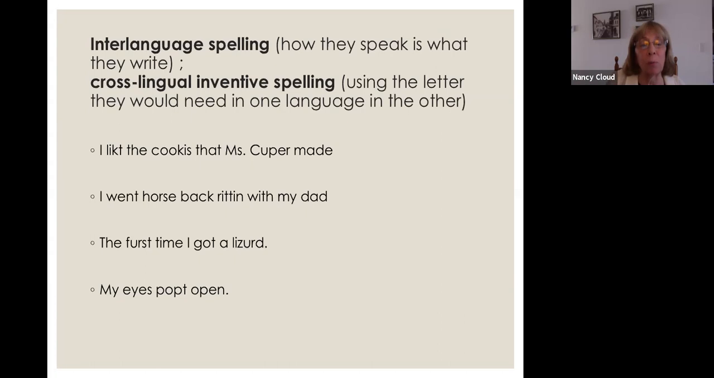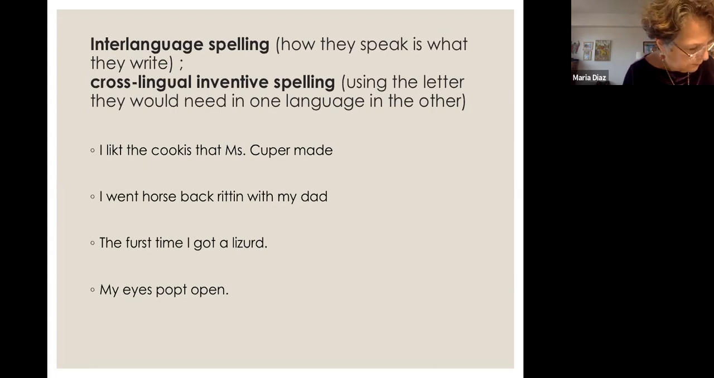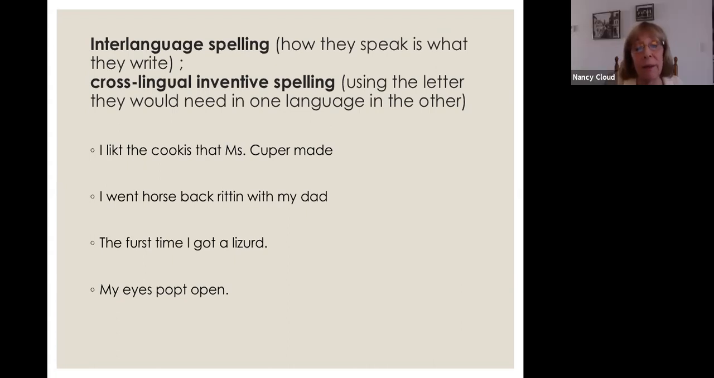So when you see "I liked," that one is cross-modal. I don't have the word cross-modal up there, but the way they speak the word liked is the way they write it. But then cookies, the I is cross-lingual inventive spelling. It's an interlanguage spelling. They're using the I from Spanish to make the E's in cookies. And same with Cooper. Okay, and "I went horseback riding," the writing, that's an inventive spelling, but it's from the way they say it. And also the U in first time and lizard, or eyes popped open.